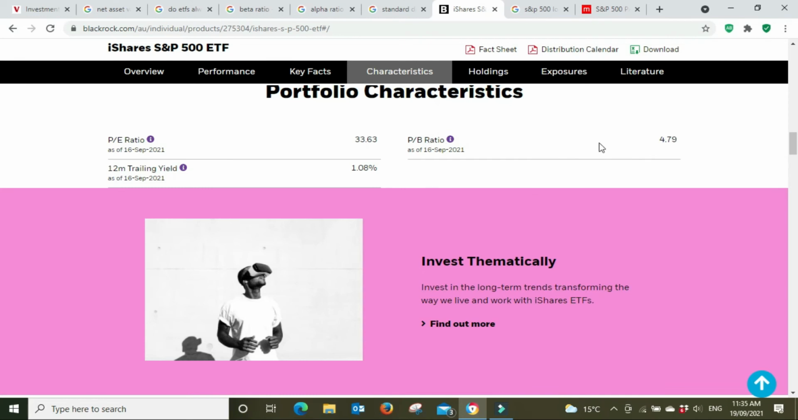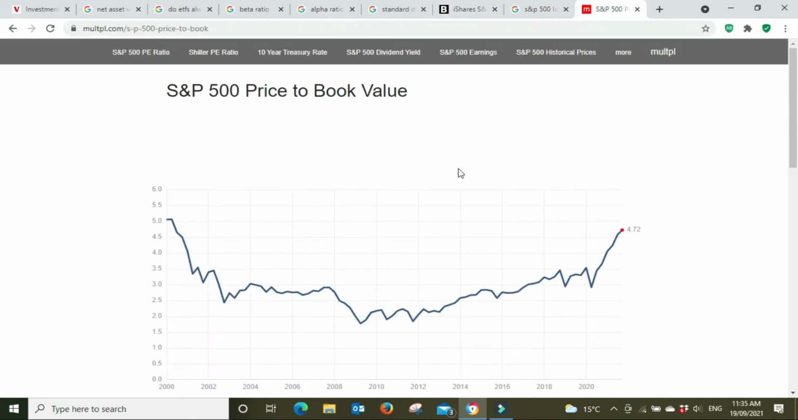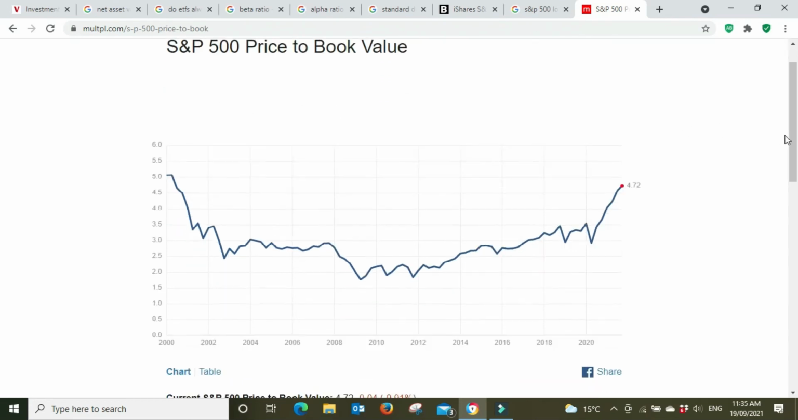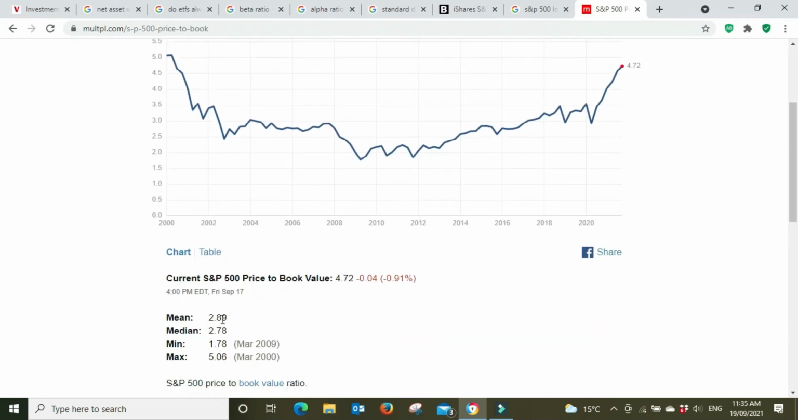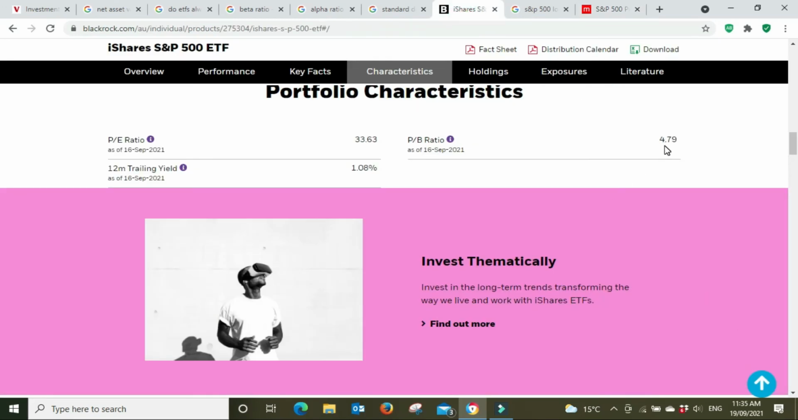Price to book ratio, 4.79. If we look at the long-term average, S&P 500 price to book value, long-term average is 2.89. And we're trading at 4.79. So again, we're about double, a bit less than double the long-term average for what the price is trading at compared to the book value of the underlying 500 companies. So again, from that perspective, it does look a bit overvalued.